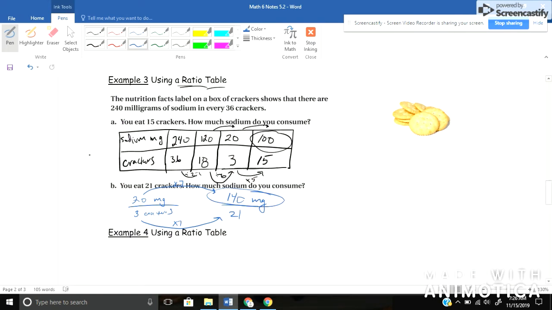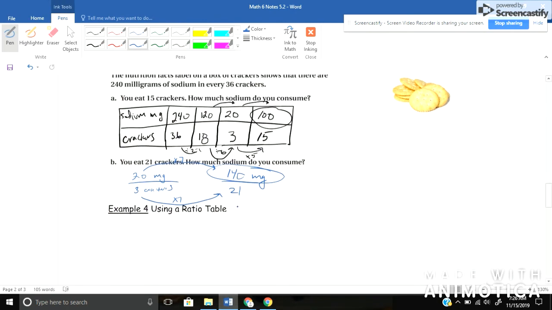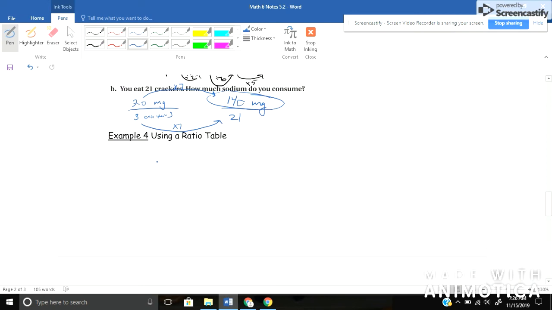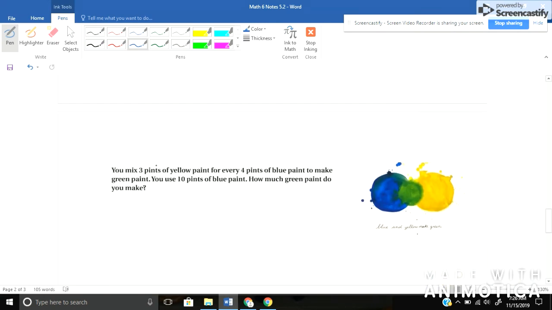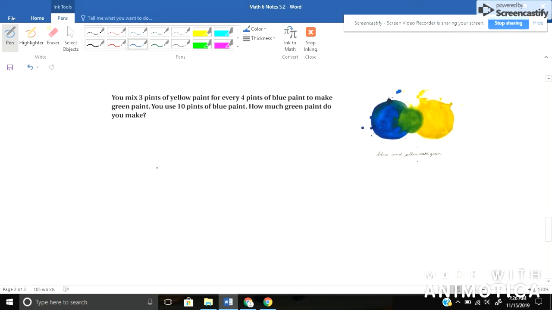So making that ratio table can really be helpful come future problems. All right, last one is the real life example. It talks about mixing paint. It says that you mix 3 pints of yellow paint for every 4 pints of blue paint to make green. Okay, mixing blue and yellow to get green, that makes sense. But you use 10 pints of blue paint. So how much green paint do you make?